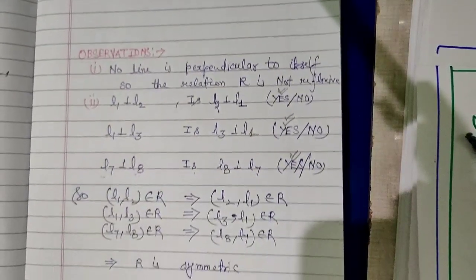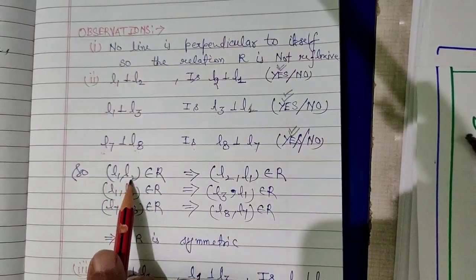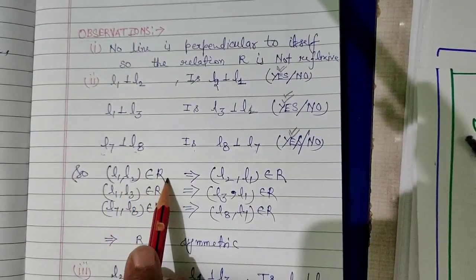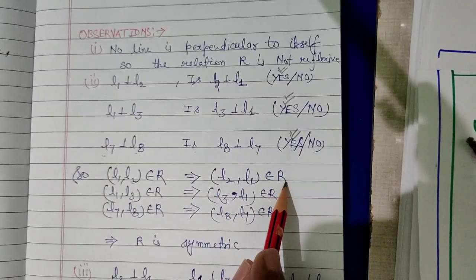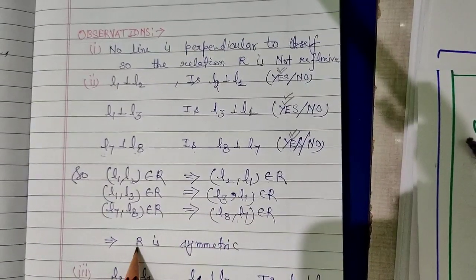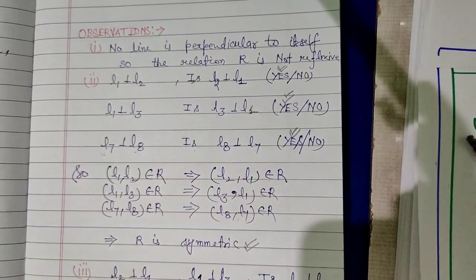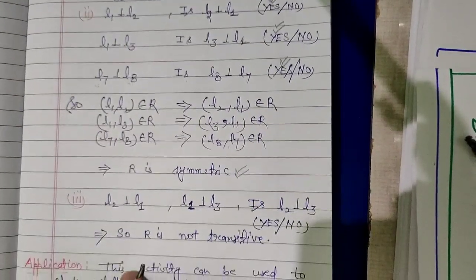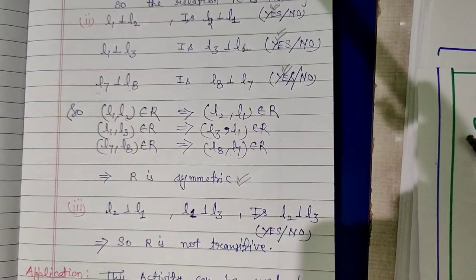So in this way we will observe that (L1, L2) belongs to R. This implies that (L2, L1) belongs to R also. In a similar way we can write these parts also. So this implies that R is symmetric. We have shown it. Now the third part: we'll try to show if it is transitive or not.